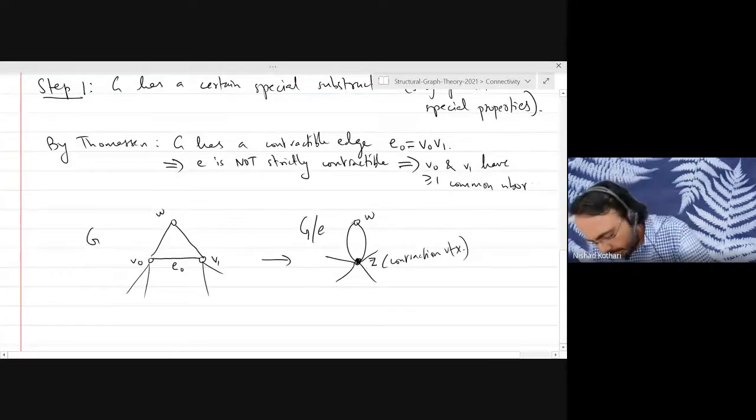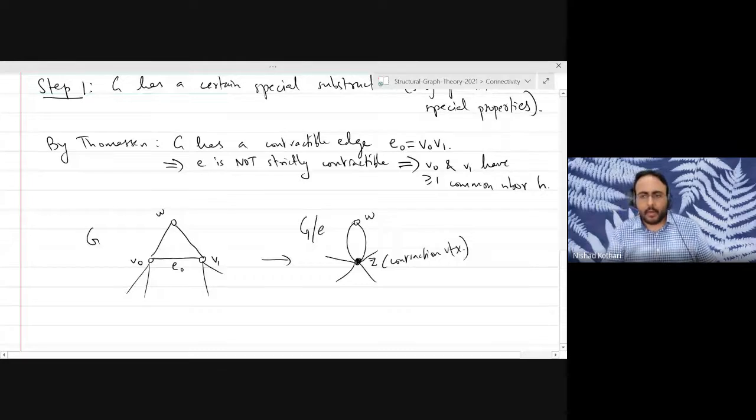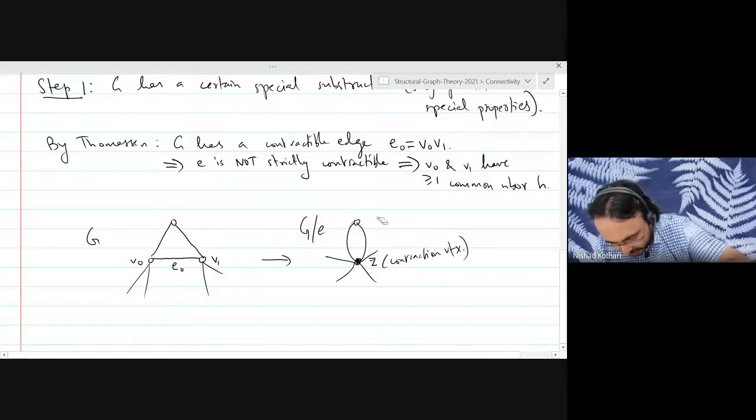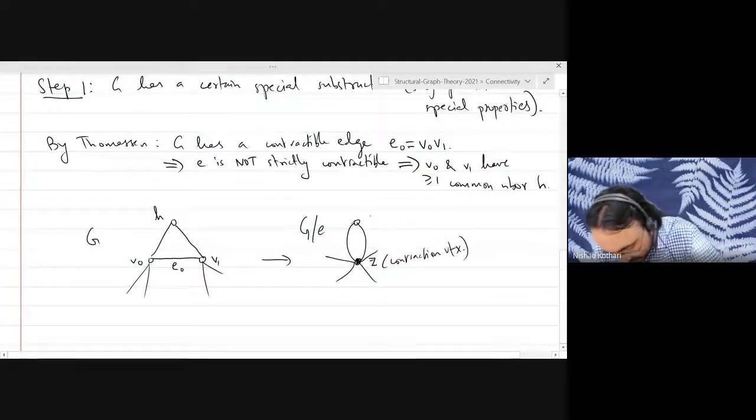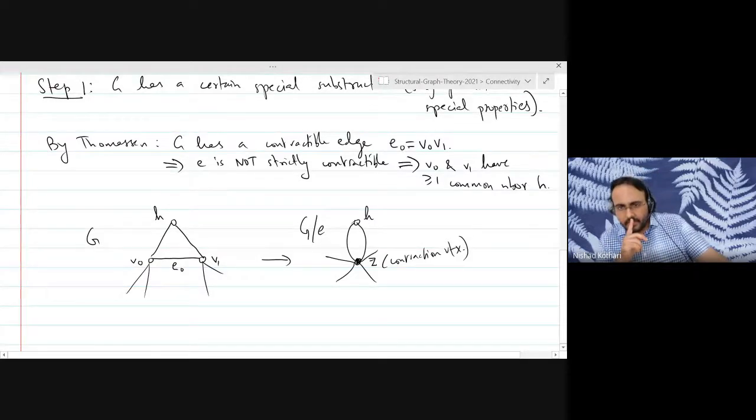I'm going to call this common neighbor H. Let me change the W, it's H. Sorry. And we can say this for every contractible edge, right? So we will repeatedly apply this argument to other contractible edges when necessary. Typically, I would make a small lemma out of this, but I don't have the time for that. So I'm omitting those kinds of aesthetic details.